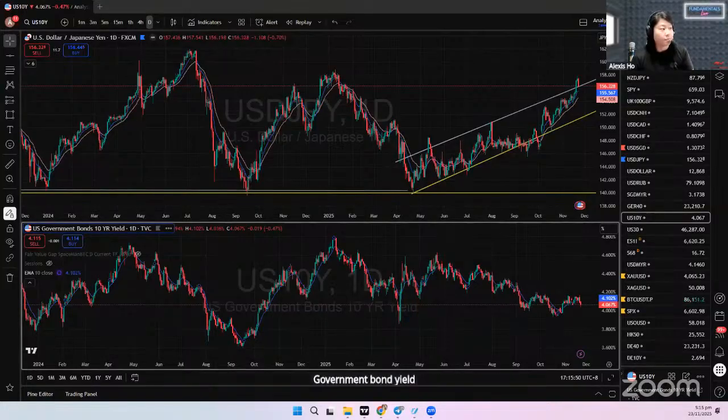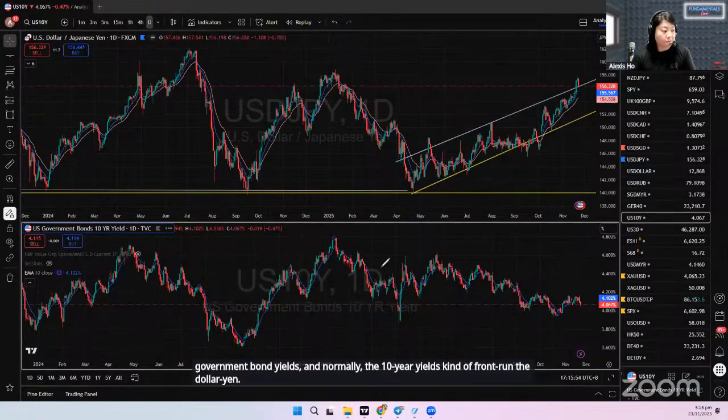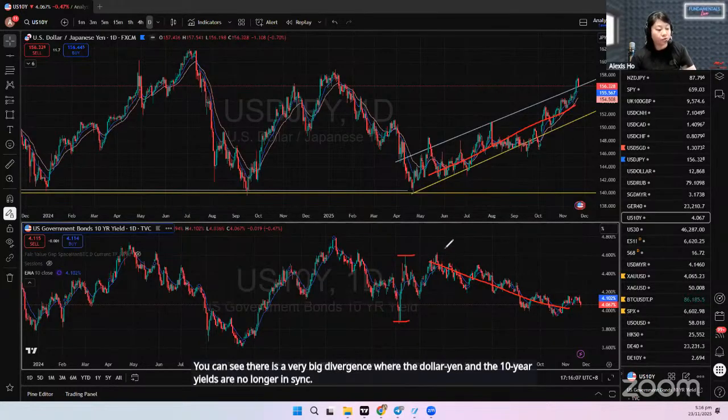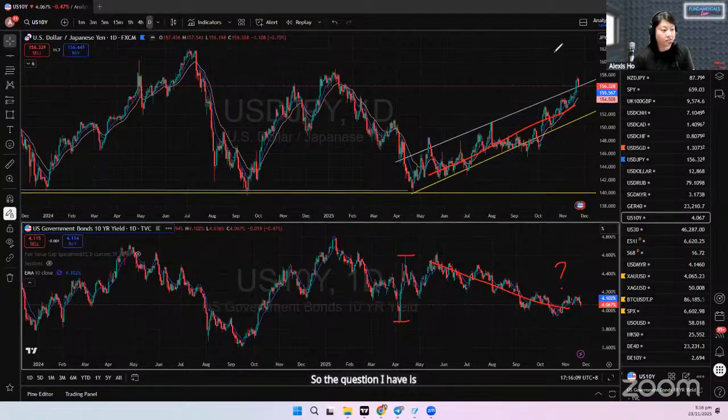And normally, the 10-year yields kind of front run the dollar yen. But starting from May onwards, I think this is the period where the tariff situation kind of kicked off. You can see there's a very big divergence where the dollar yen and the 10-year yields are no longer in sync. So the question I have is, will this indicate a change somewhere over here? So this is the interesting part, right?